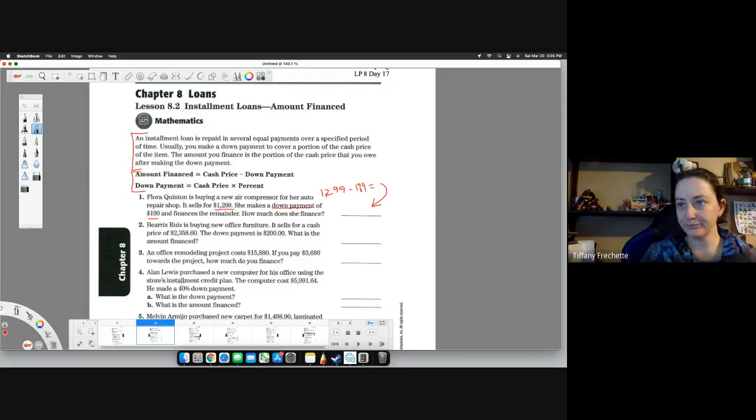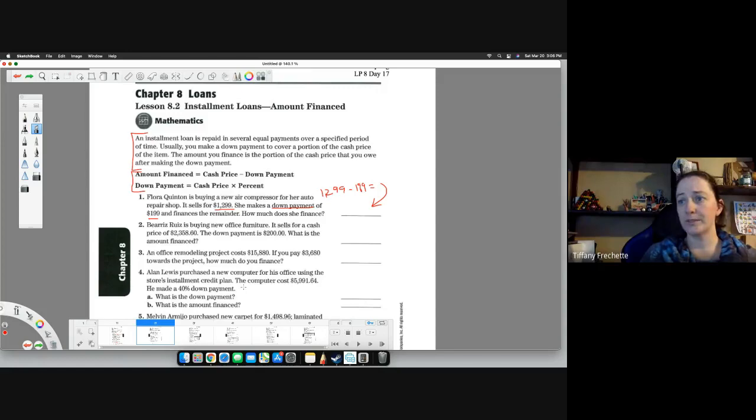All right, Alan Lewis purchased a new computer for his office using the store's installment credit plan. The computer cost $5,991.64. He made a 40% down payment. So now we're looking at this second equation. We don't know the down payment. They're not just telling us. We have to calculate what the down payment is.